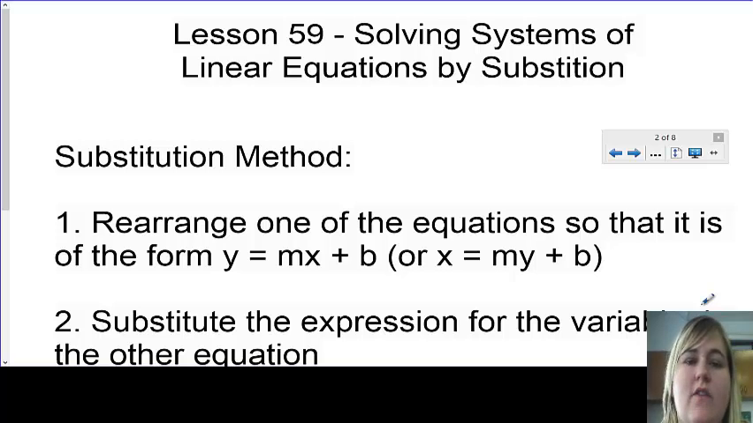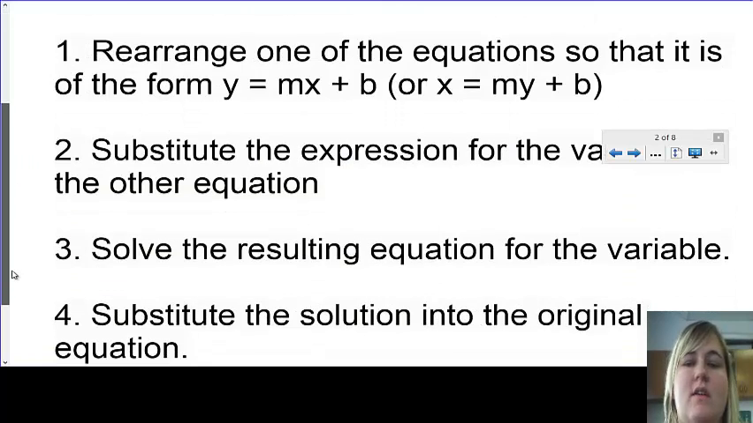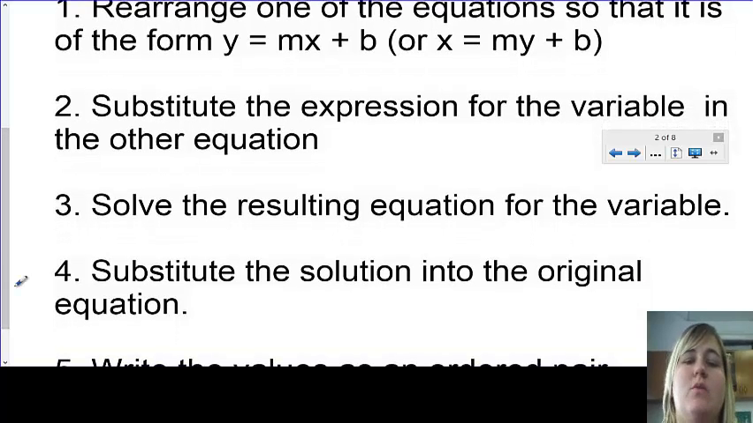Lesson 59, Solving Systems of Linear Equations by Substitution. The substitution method says to rearrange one of the equations so that it is in the form of y equals mx plus b or x equals my plus b. What they're saying here is that you need to get one of the equations with either x or y all by itself and everything else on the other side.